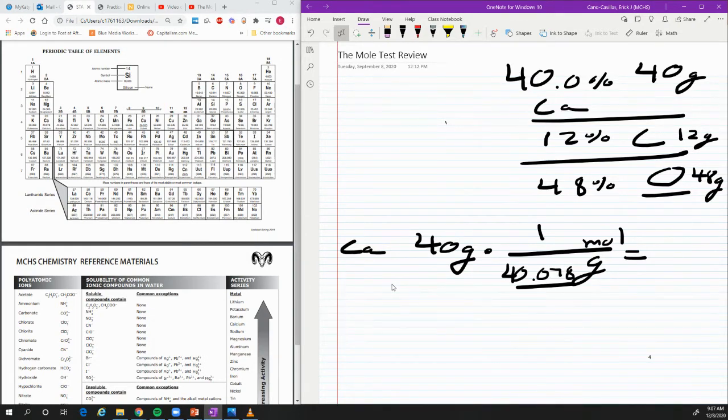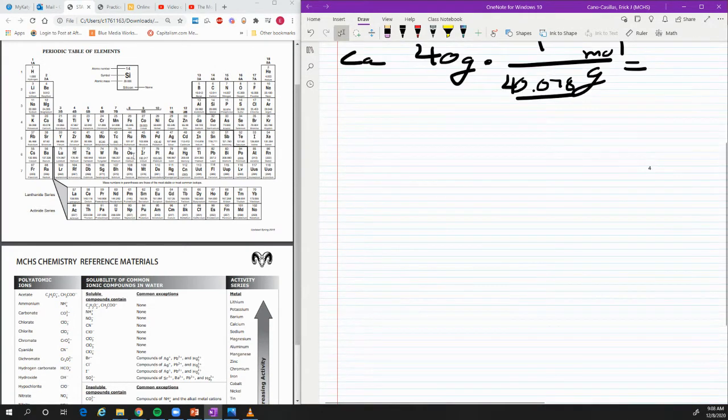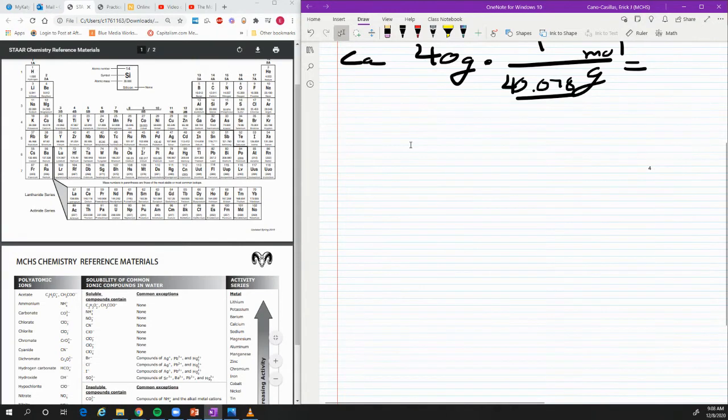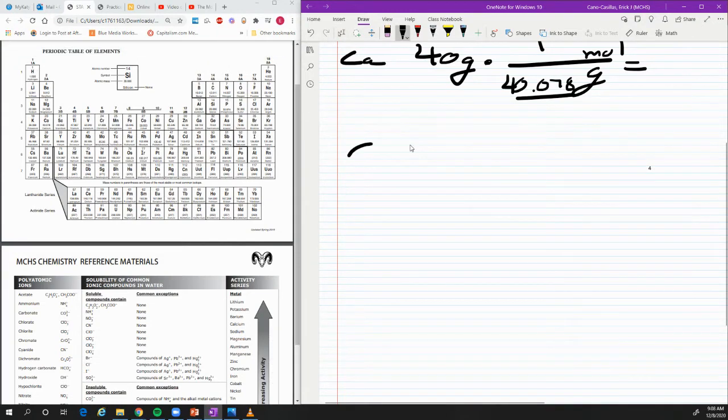And that will give me a value. We'll come back to that in just a second. All right. Now we're going to do it for carbon. Carbon, it says I have 12 grams. I want it in moles. So again, grams to mole.